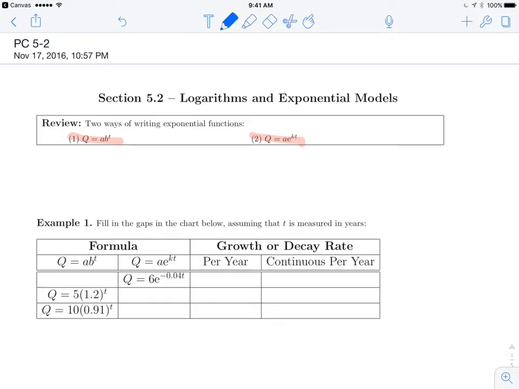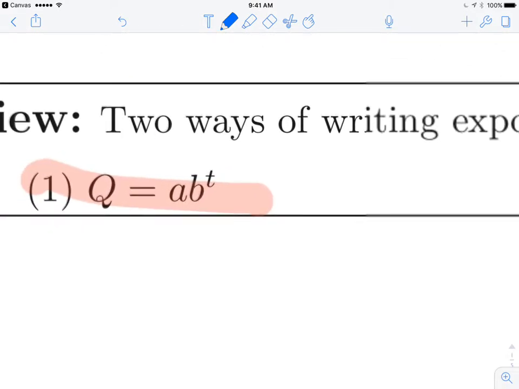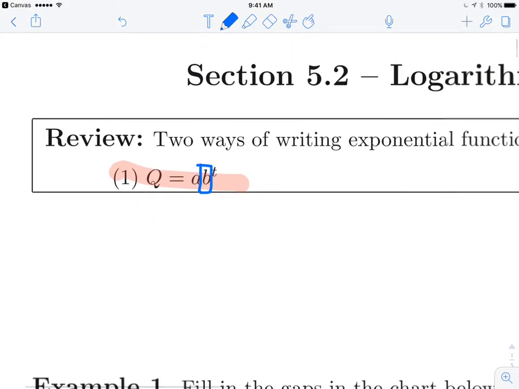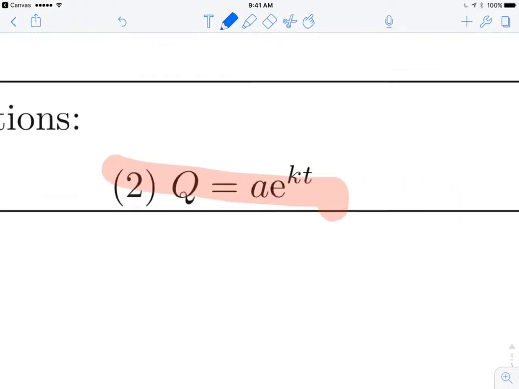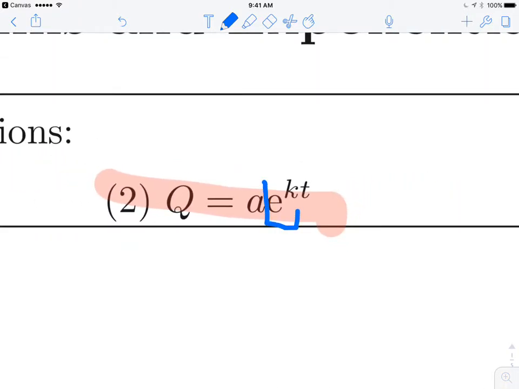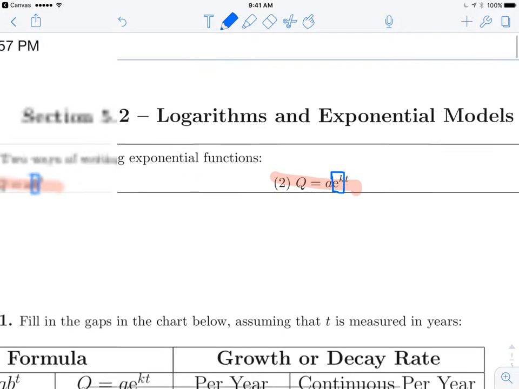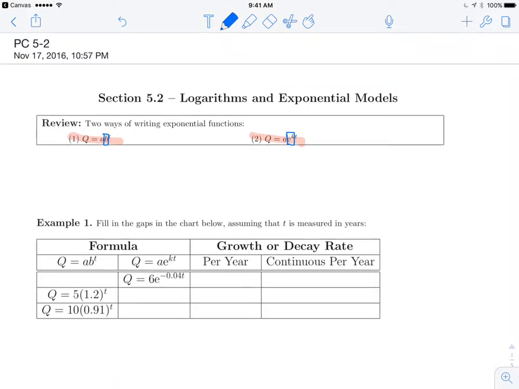So first things first, I want you to recognize, I have to zoom in a little bit here, that we have a b to the t, and in this form we have a e to the kt. If you look at the b and the e to the k in both of those scenarios, you will find they're in the exact same place and they represent the same thing. So the biggest concept you have to understand for section 5.2 is that b equals e to the k. If you can remember that, your life will be so much easier.